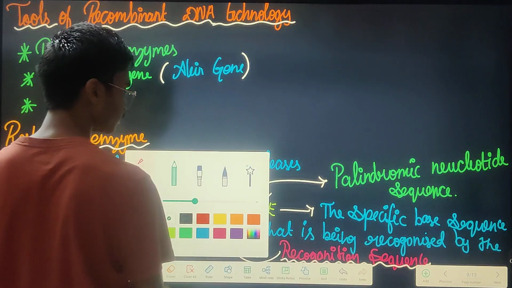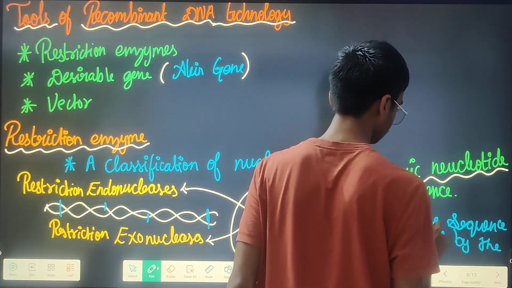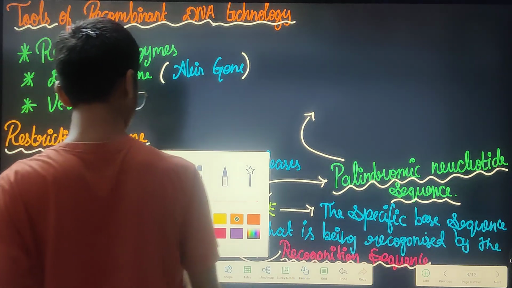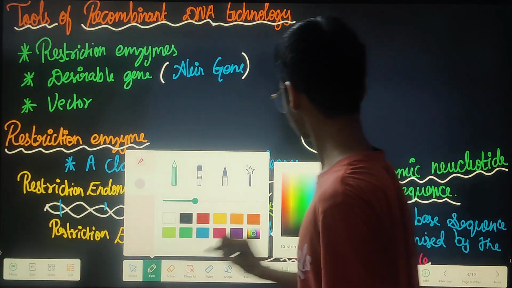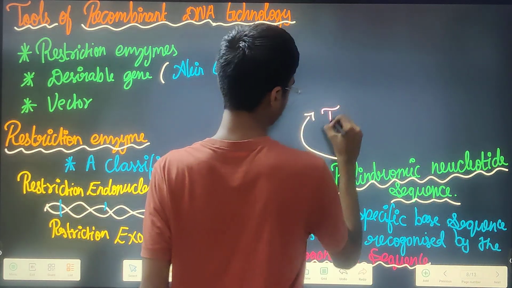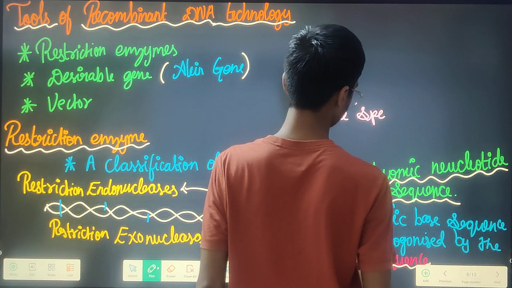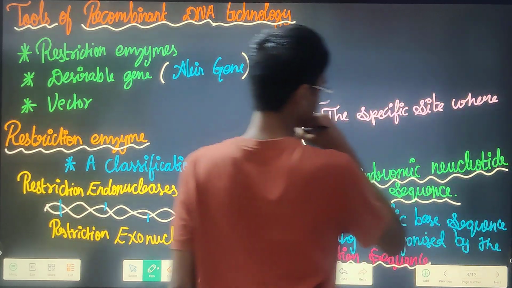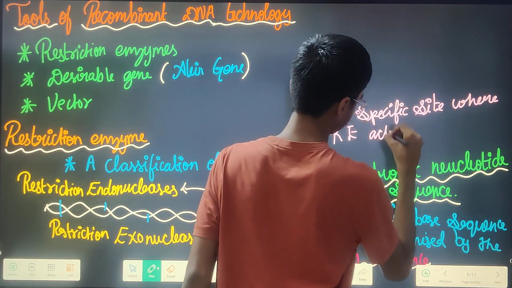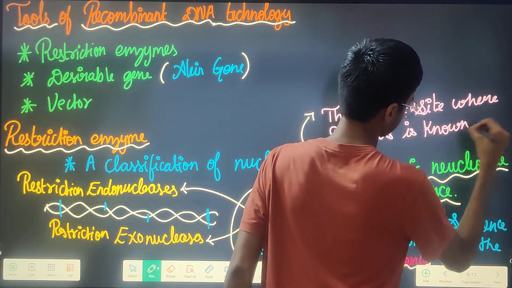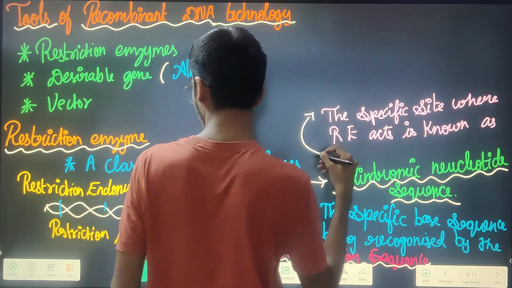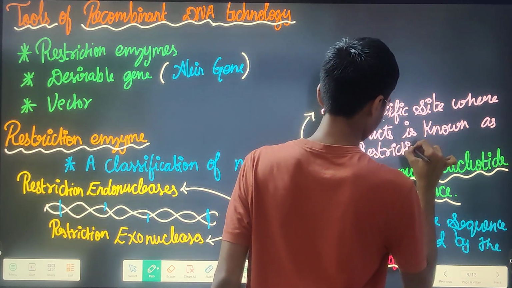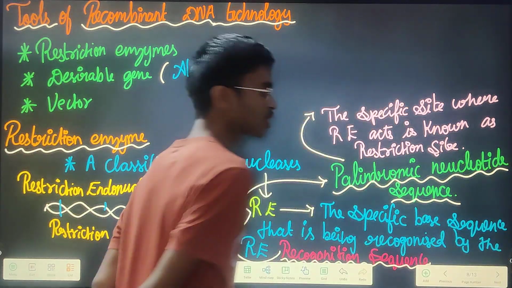So the specific site where the restriction enzyme acts is known as the restriction site. Okay, is known as your restriction site.